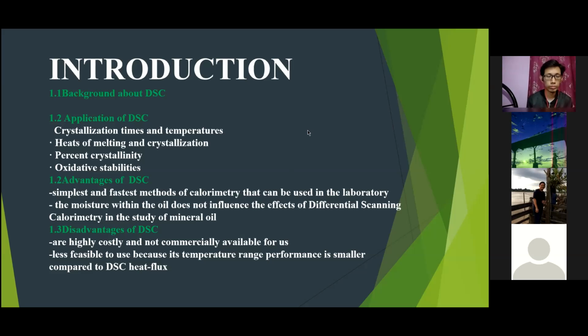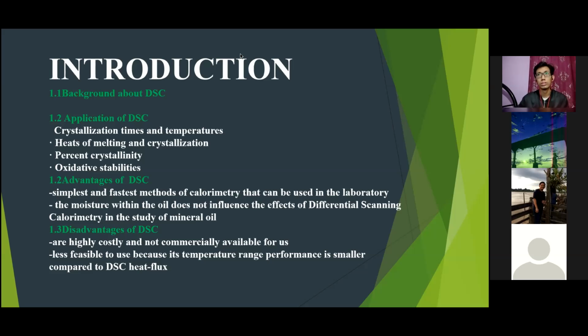So next will be the application of DSC. There are many applications of DSC in our industry, such as crystallization time and temperature, heat of melting and crystallization, percent crystallinity, oxidative stability, computational analysis, heat capacity, heat of cure, and many more.